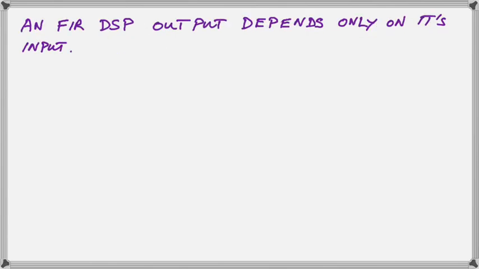An FIR DSP output depends only on its input. Remember that. That is the classification for an FIR DSP. An IIR DSP, on the other hand, depends on its previous outputs as well as its current inputs.